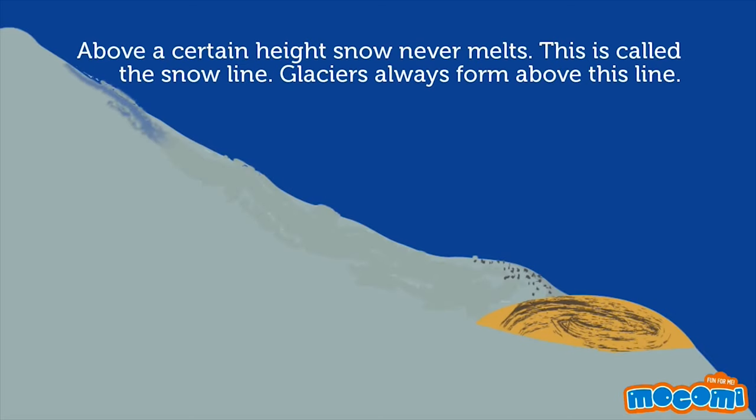Above a certain height, snow never melts. This is called the snow line. Glaciers always form above this line.